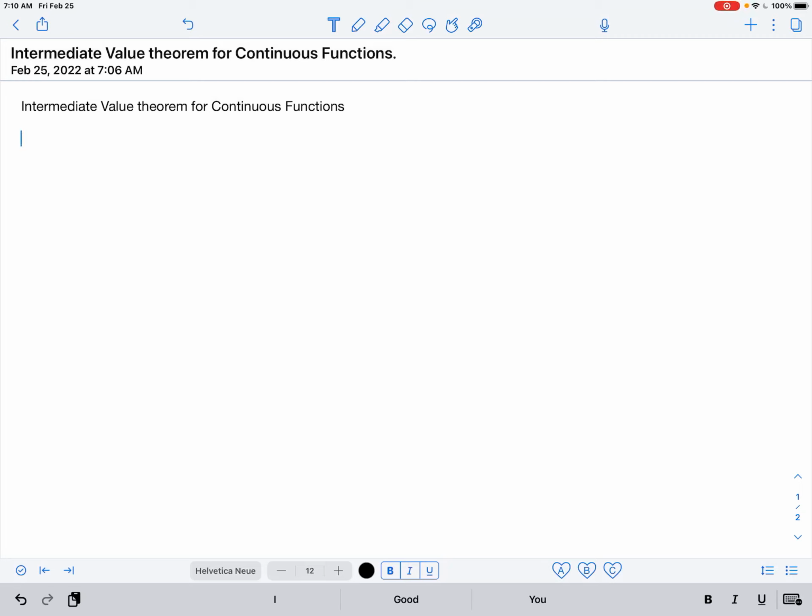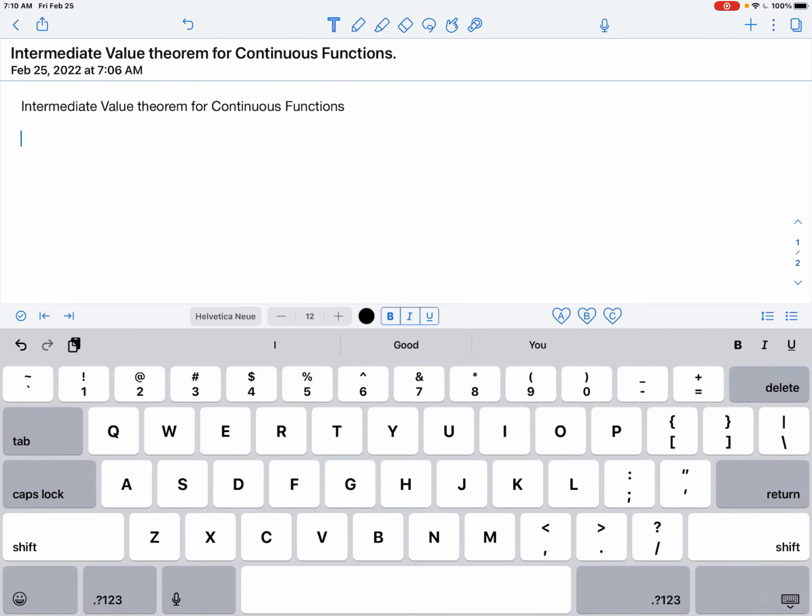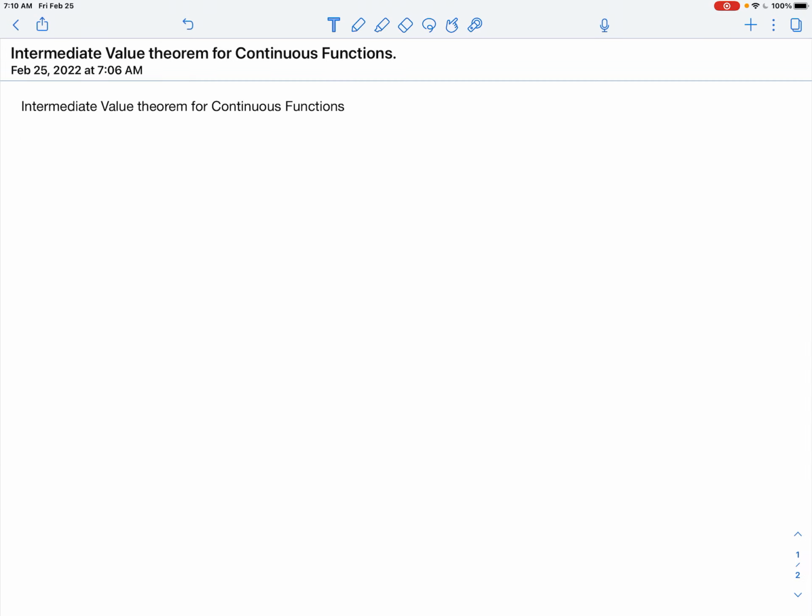We're going to look at the intermediate value theorem for continuous functions and an example. So I'll give you a simple explanation of the intermediate value theorem for continuous functions.